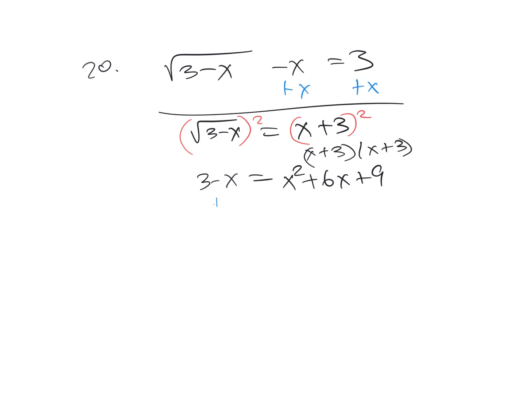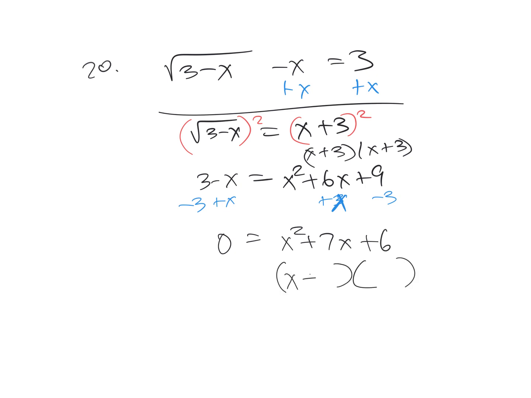So add x and subtract 3. Oops, x. 0 equals x squared plus 7x plus 6. So you got lucky. This factors: x plus 6, x plus 1. So your answers are negative 6 and negative 1.